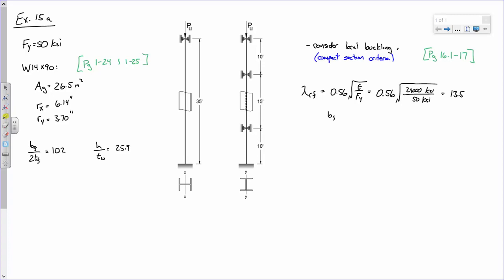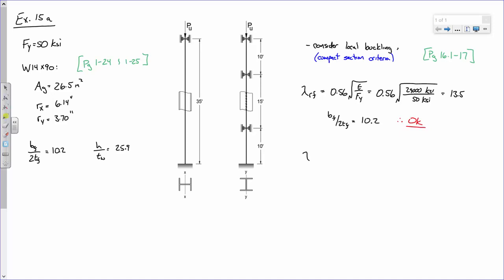Now, how slender actually is our flange? What is our bf over 2tf? What was that? 10.2. So what this is telling us is this is our actual slenderness. This is the limit. If we go over this limit, then we have to consider local buckling. So do we have to consider local buckling? No. So that's what we're after. We're after our actual slenderness being less than these limits.